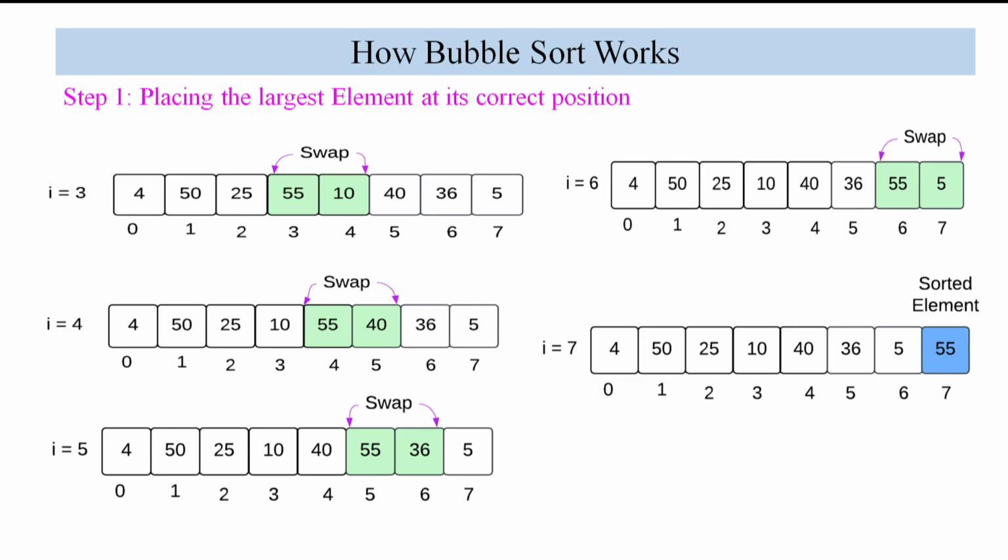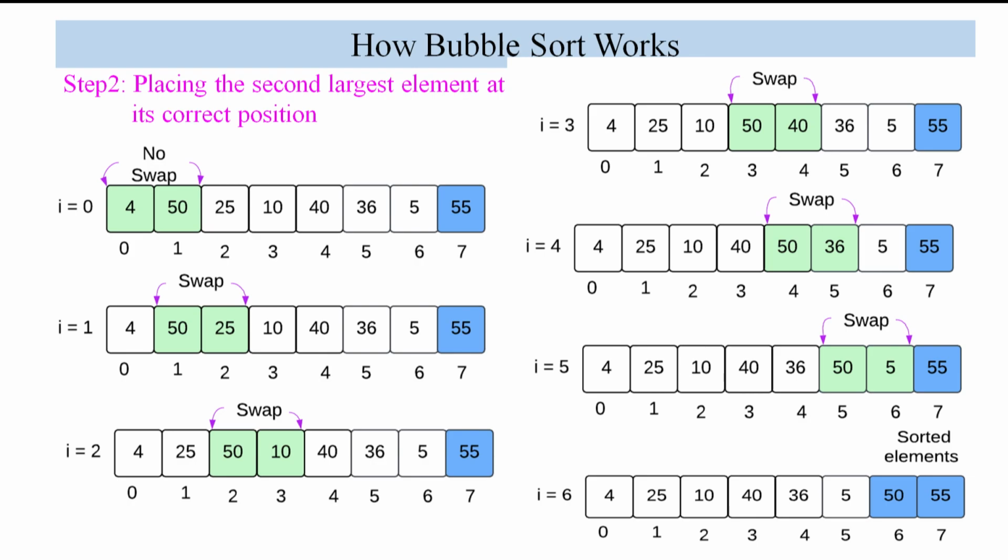So what will we do? We will again repeat the same process in the next pass, that is, we will compare the first element with the second, second with the third, third with the fourth, and accordingly swapping will be done if required. We will do this up to n minus 1 position, that is index number n minus 2. After doing this, the second largest element will be placed at the second last position.